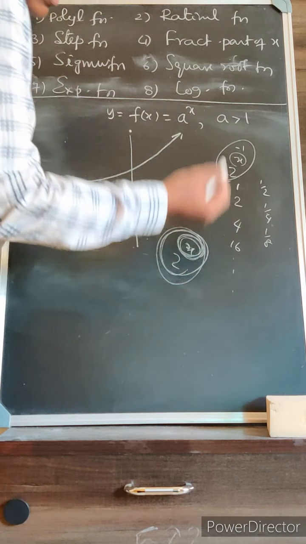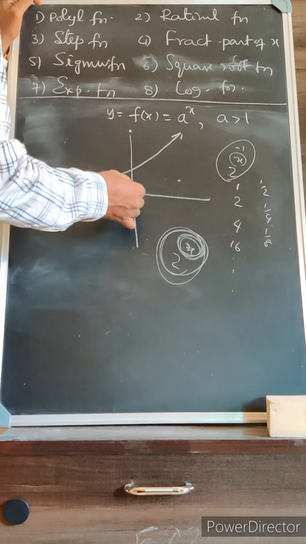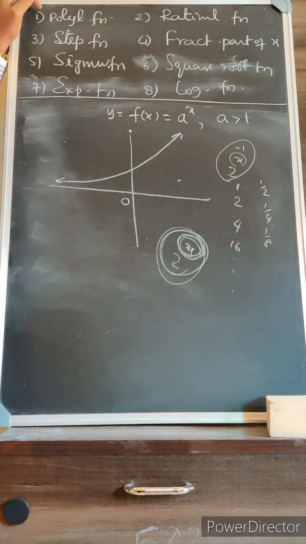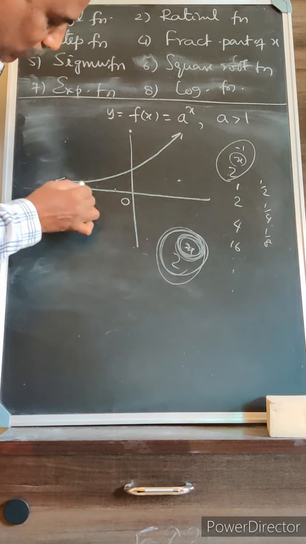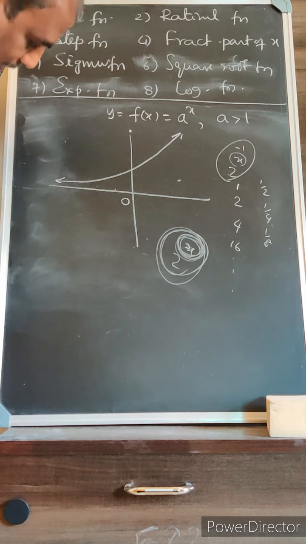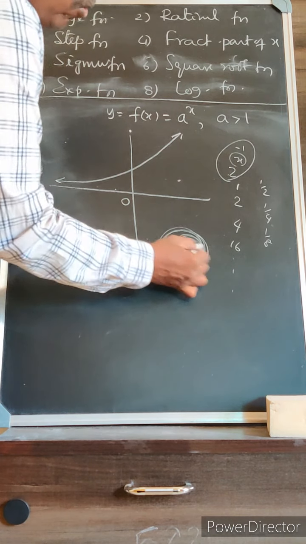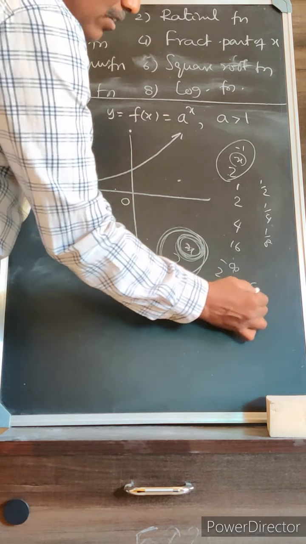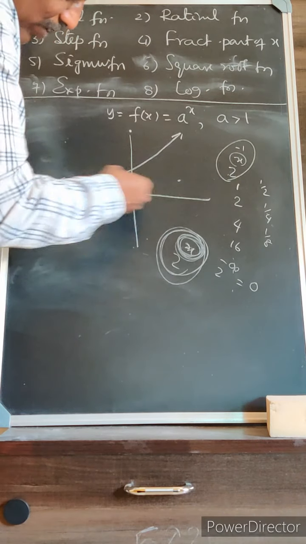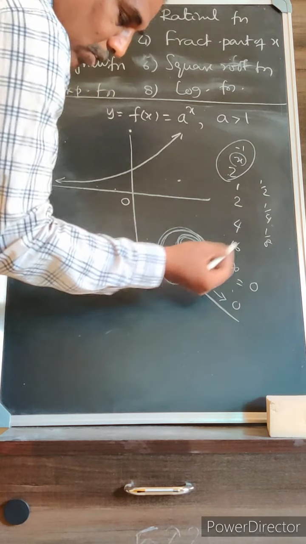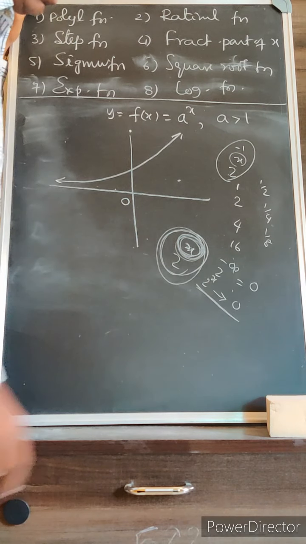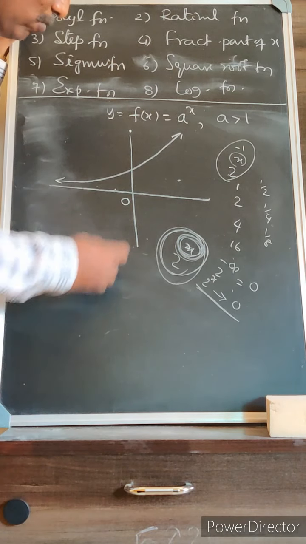Can 2 power x take the value 0? No, 2 power x cannot take the value 0. If you keep on decreasing the x value, minus 1, minus 2, minus 3, minus 4, like that, 2 power minus infinity is 0. When x approaches minus infinity, 2 power x approaches 0. It is approaching 0 only, but it is not going to be exactly 0.